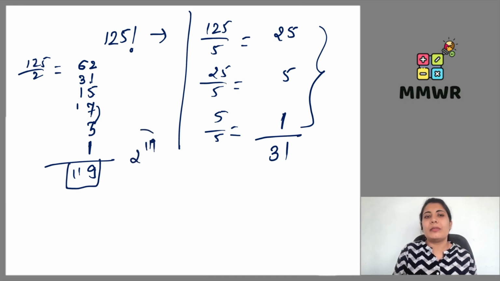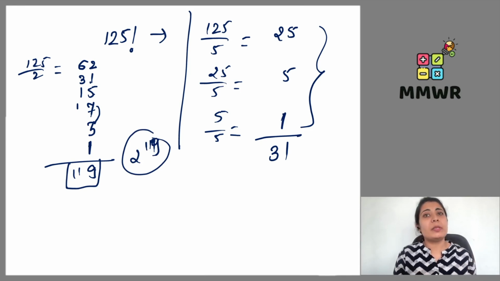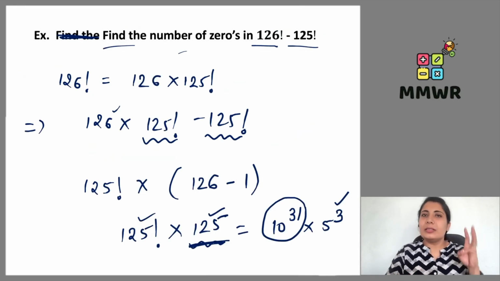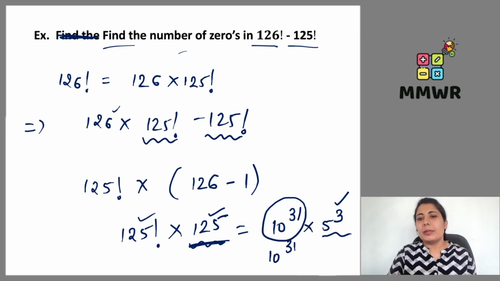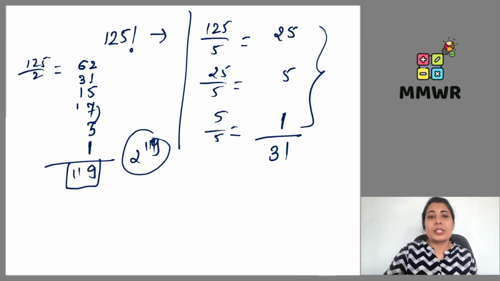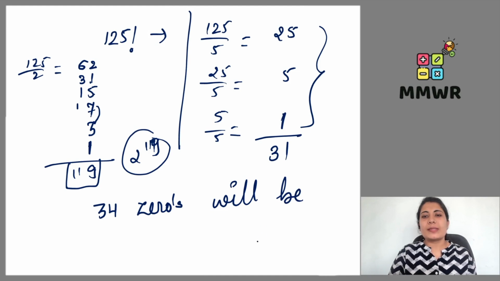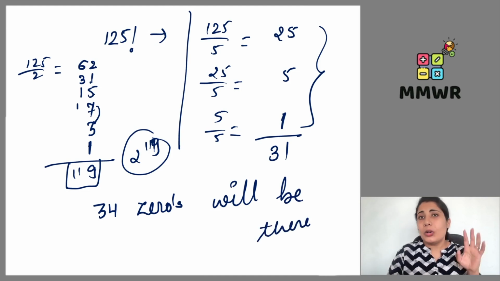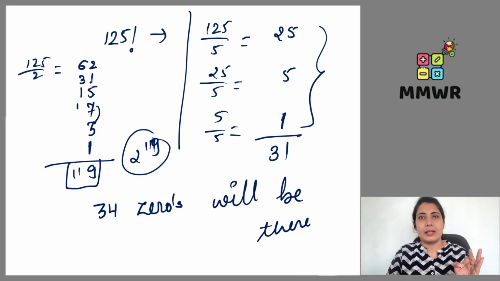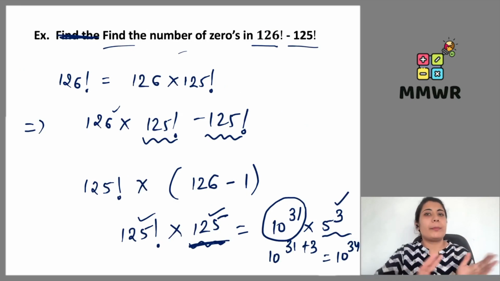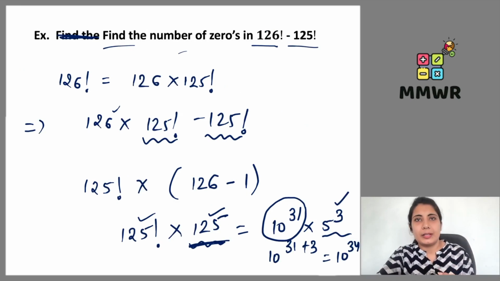How many 2s are there? 119 2s, out of which we used only 31. A lot are still left. From the leftover, we will pair 3 of the 2s with these 5s. So 10 to the power 31 plus 3 will give us 10 to the power 34. That means a total of 34 zeros will be there at the end. I hope it is clear to understand. We can easily apply it in any example, right?